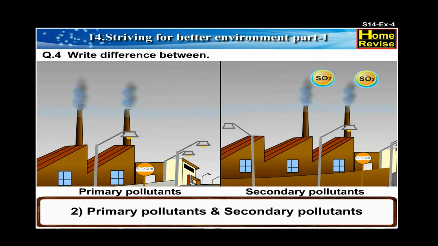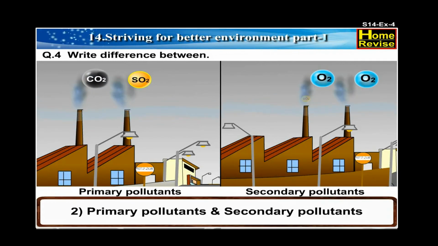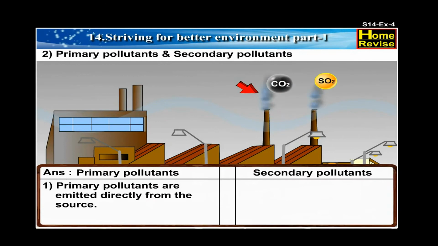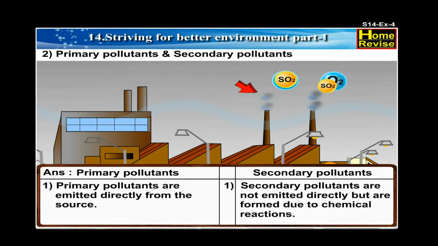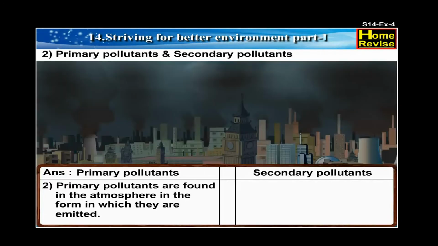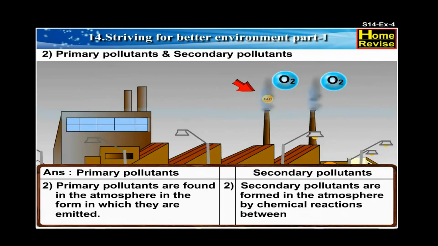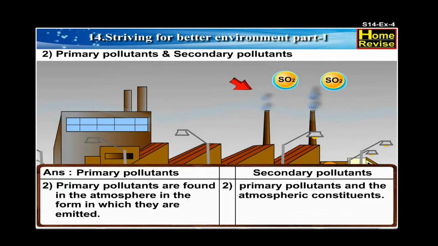Two. Primary and secondary pollutants. Answer. 1. Primary pollutants are emitted directly from the source, while secondary pollutants are not emitted directly but are formed due to chemical reactions. 2. Primary pollutants are found in the atmosphere in the form in which they are emitted, while secondary pollutants are formed in the atmosphere by chemical reactions between primary pollutants and the atmospheric constituents.